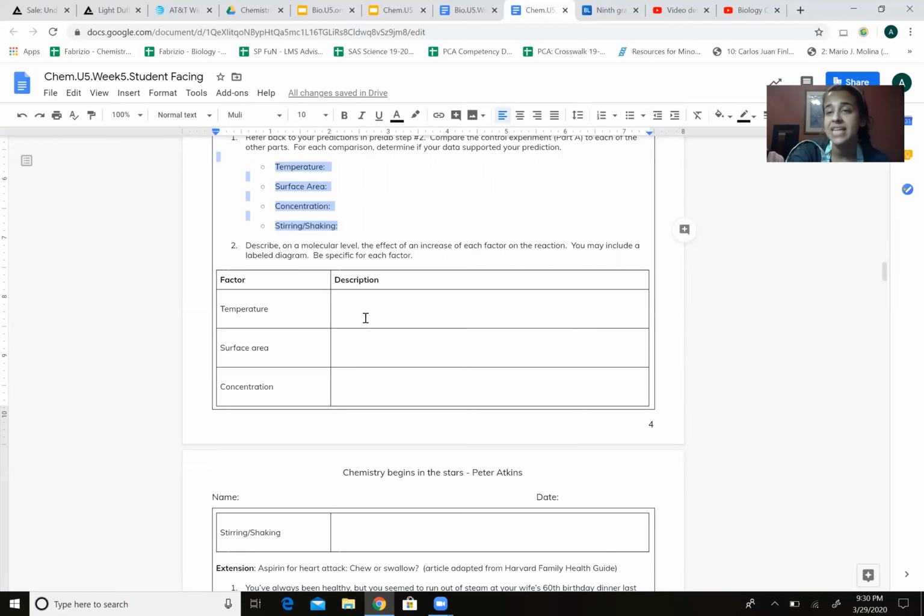As we're increasing temperature, what's happening at the molecular level? How is this changing the collisions that are happening in the molecules? Think about the molecules of water reacting with the molecules of the Alka-Seltzer. What's happening when we increase the temperature, the surface area, and the concentration?